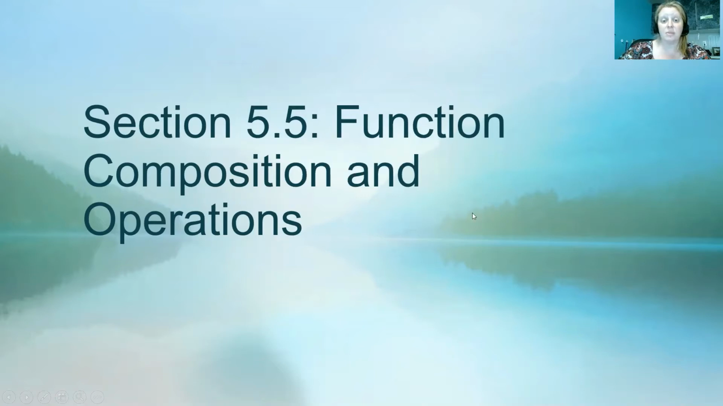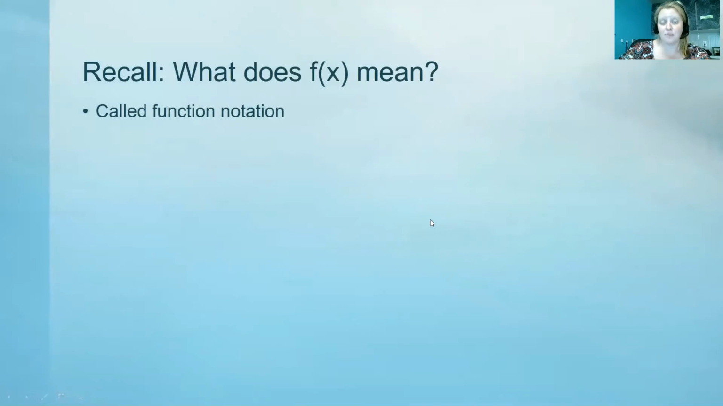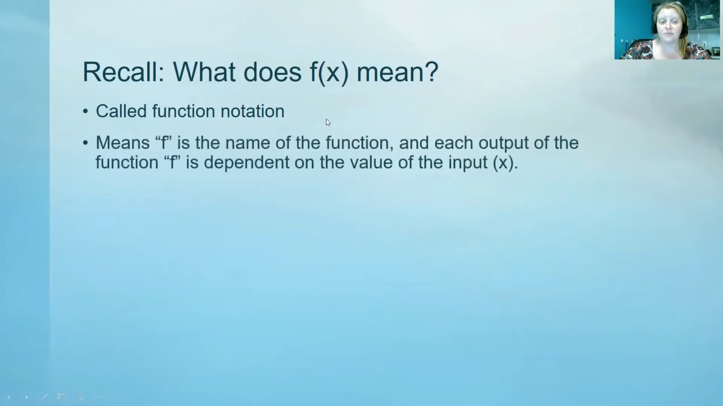Today we're going to begin by talking about what we call function composition and what that looks like. So I just want to quickly recap what this means. This is not pronounced f times x. This is pronounced f of x, and it's just simply called function notation. It means whatever you get for f depends on what you plug in for x.